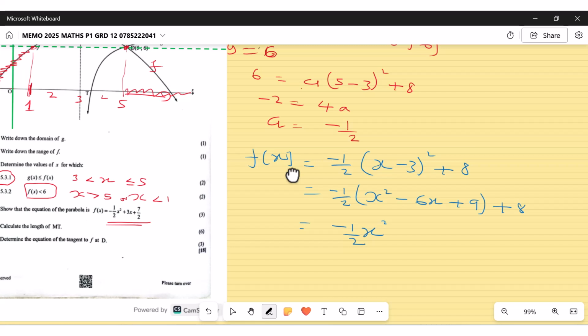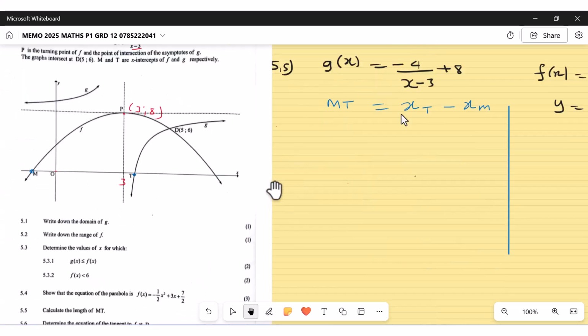Next, they say calculate the length of MT. Now my MT is somewhere here. This is our MT. Now T and M, they are both x-intercepts. Question 5.5, it says calculate the length of MT.